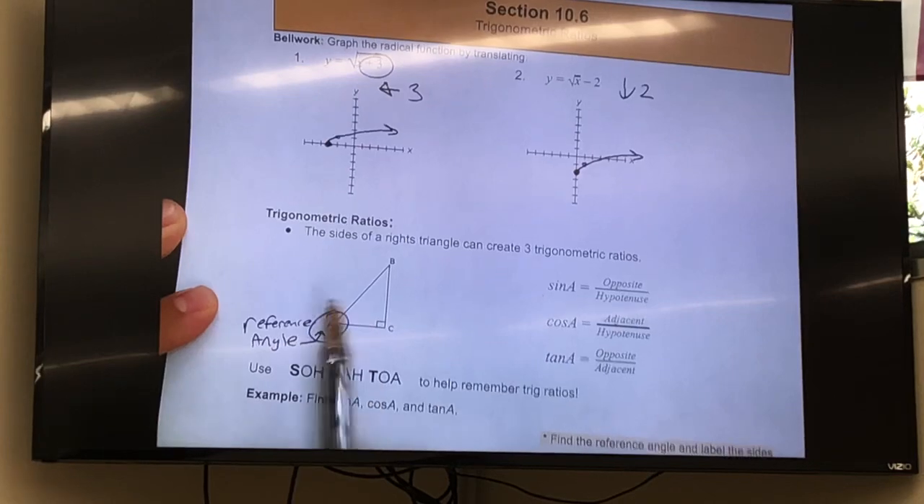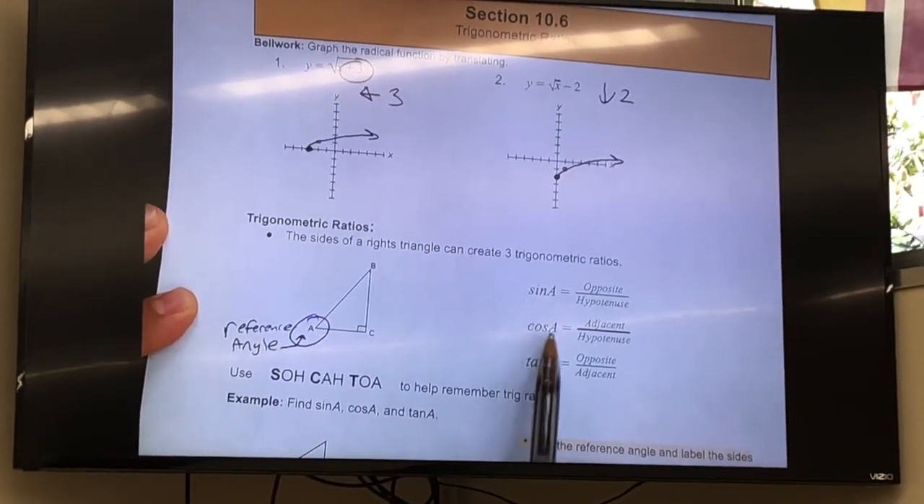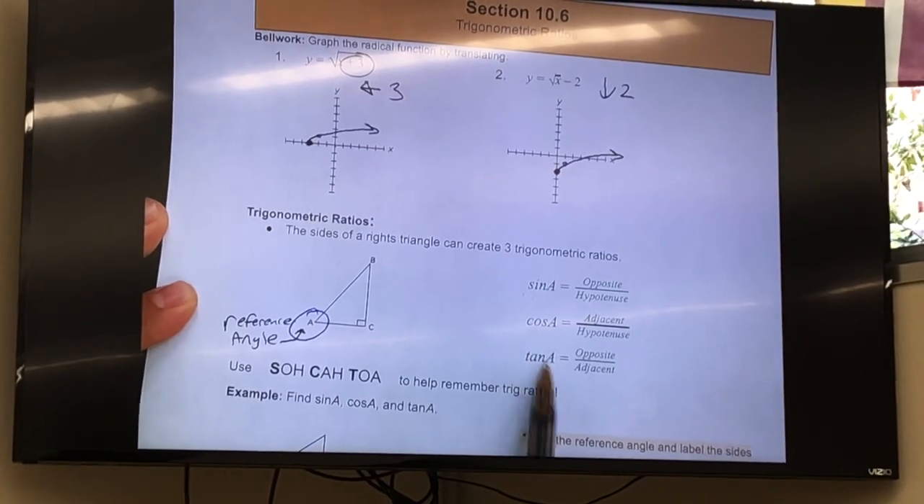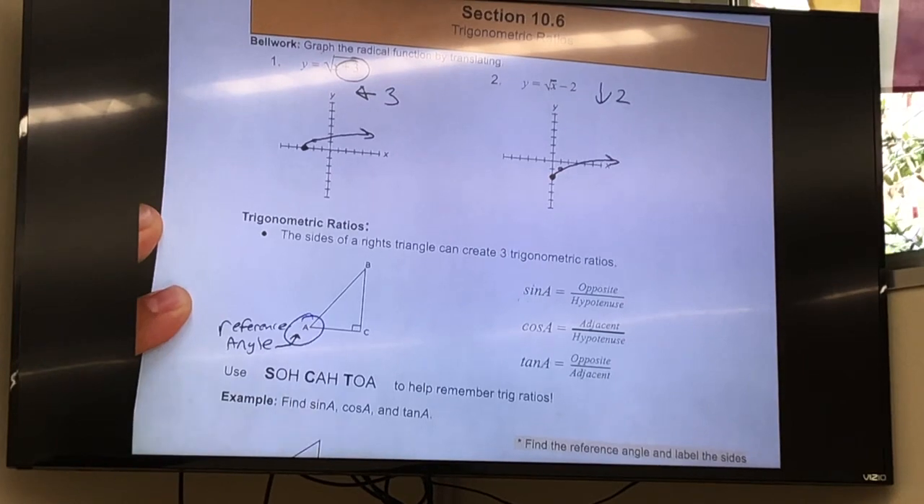I knew that we were looking at reference angle A because it asked for the sine of A, the cosine of A, and the tan of A. Since it has a capital A, that is referring to angle A.